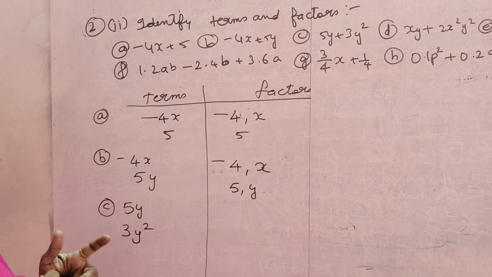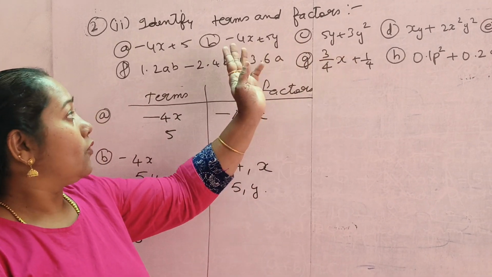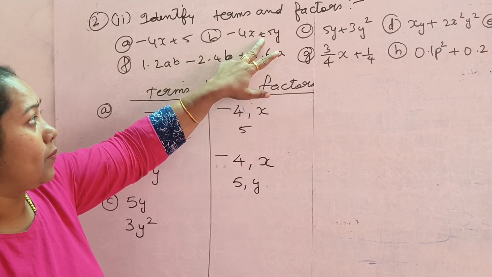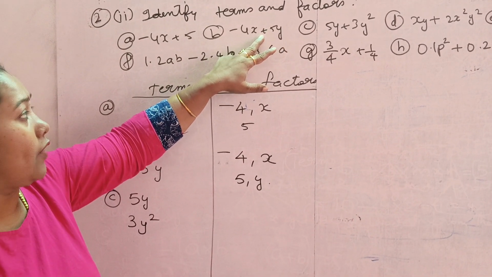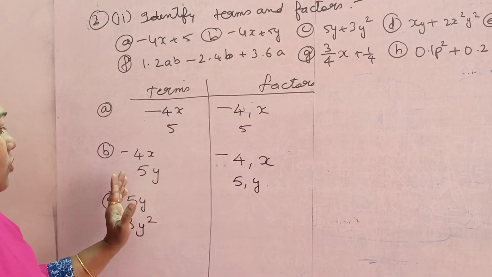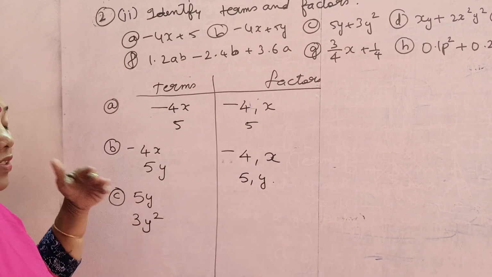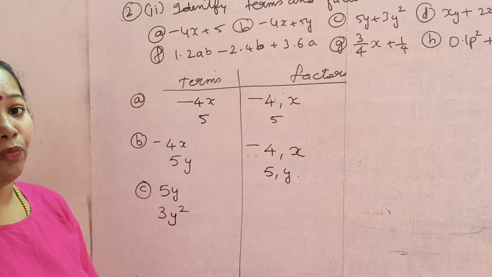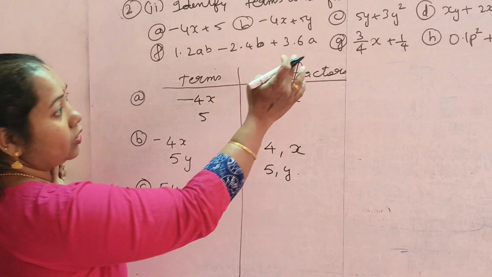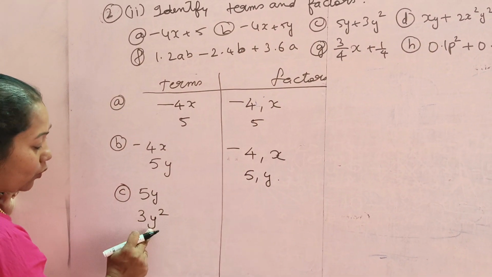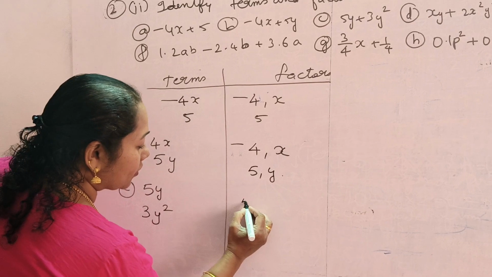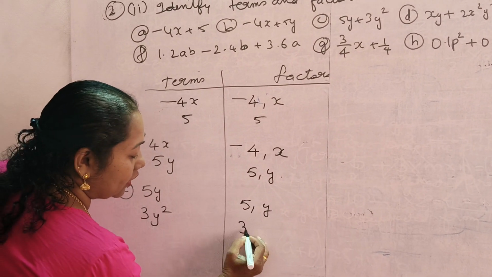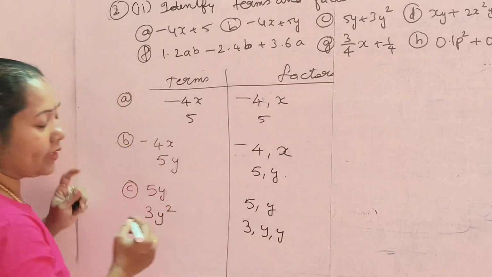You have to consider the sign before that. If we are taking 4x, then minus 4x we have to consider. And 5y, before the number the sign is plus. So we have to consider it as plus 5y. We don't have to write plus here because if it is plus, then we don't have to put any sign of plus. Okay. So in third question, 5y and 3y squared. In 5y, 5 and y are the factors. And in 3y squared, 3 comma y are the factors.